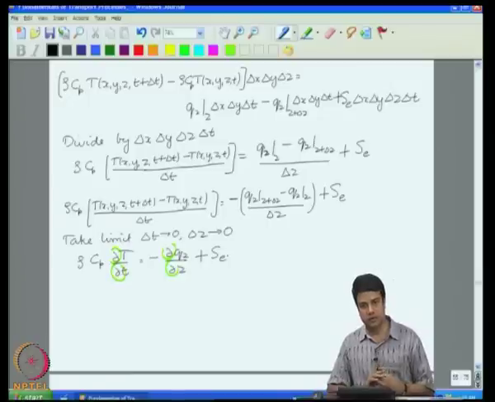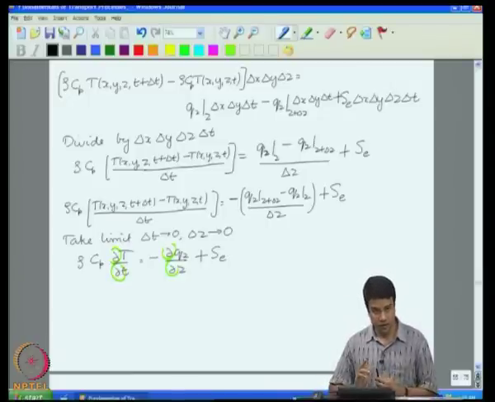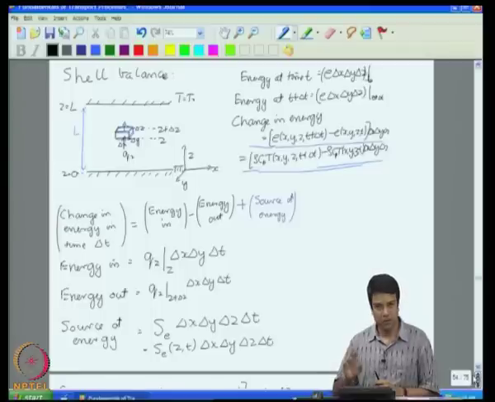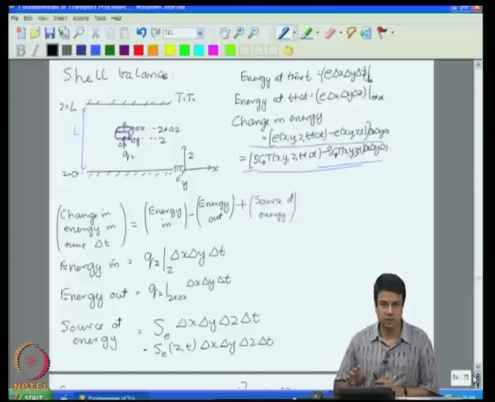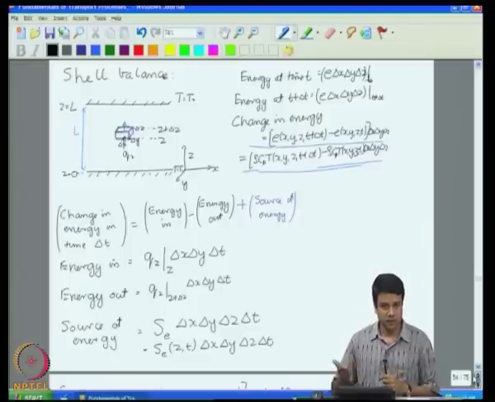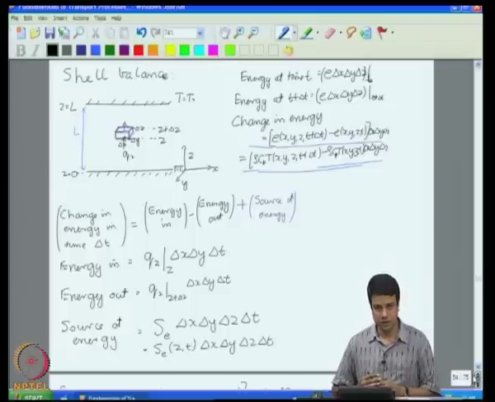So, this is the source of energy within this differential volume. Note that the amount of energy produced is equal to S times volume times time. Therefore, S is the amount of energy produced per unit volume per unit time. If the energy were produced due to a reaction, then we know the rate of reaction. The reaction rate per unit volume per unit time times the delta H of the reaction will give you the source of energy.